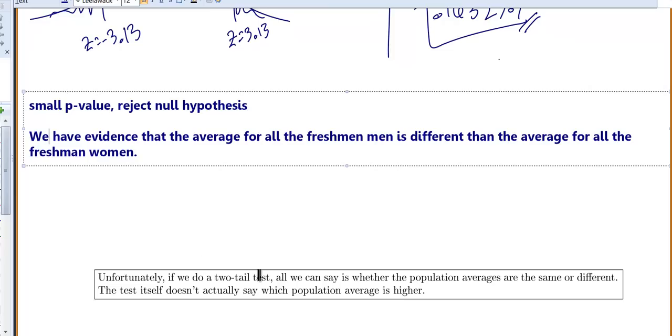So once again, when we do the two-tailed test, all we can say is whether or not the population averages are equal or different. The test itself doesn't actually say which population average is higher. Now, as a logical person, I could look at it and say, oh, I think that the women are higher. But the test itself does not tell me that. All I asked the test to tell me is if they're different, and it told me, yes, they are different.